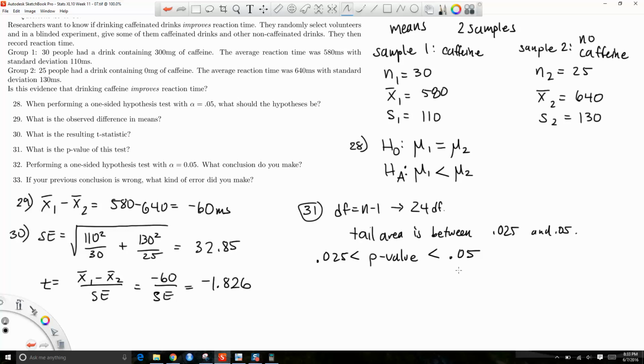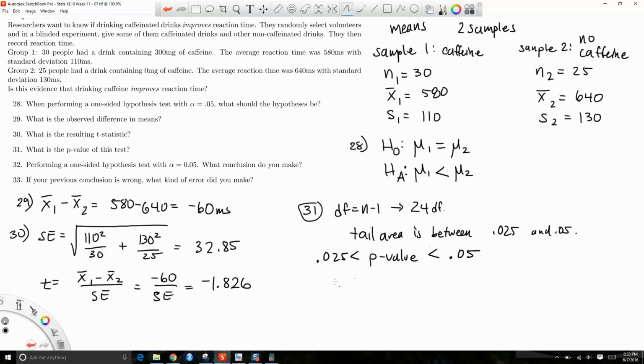Yeah, question? Isn't the degrees of freedom n1 minus n2? No, degrees of freedom is n minus 1. Degrees of freedom is always n minus 1. And then when you have two samples, you take the smaller n. Okay, so my p-value is between this and this.